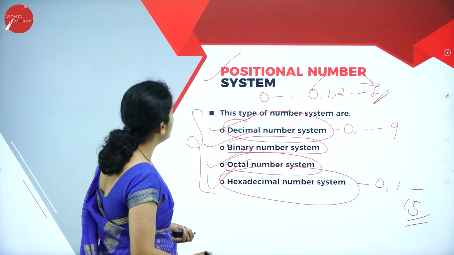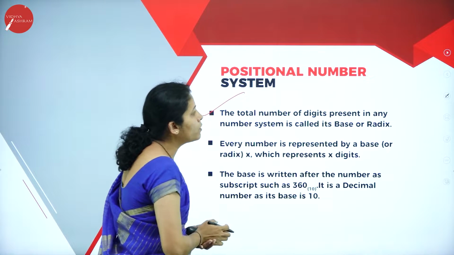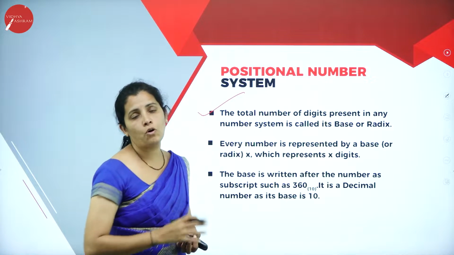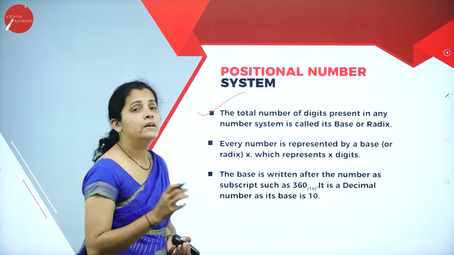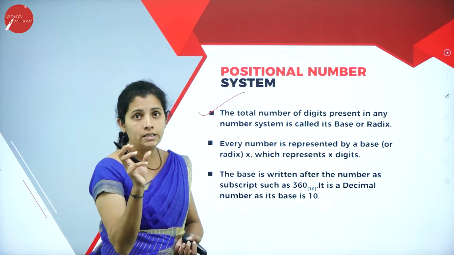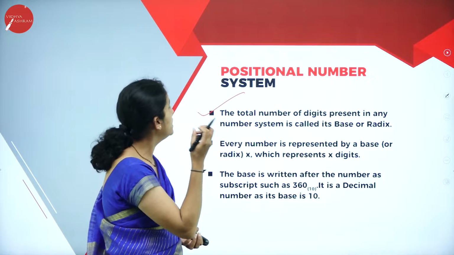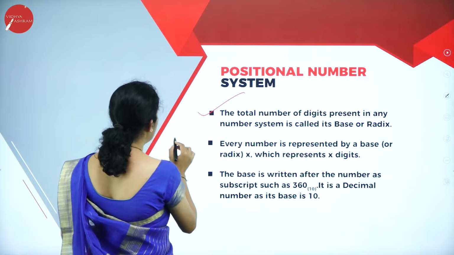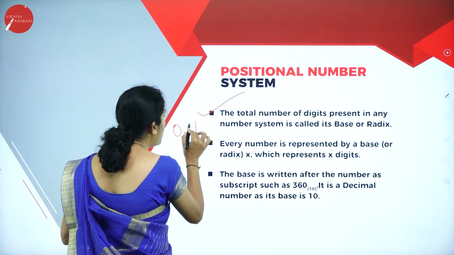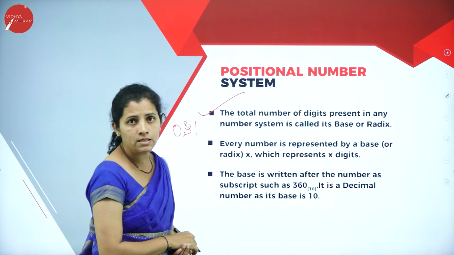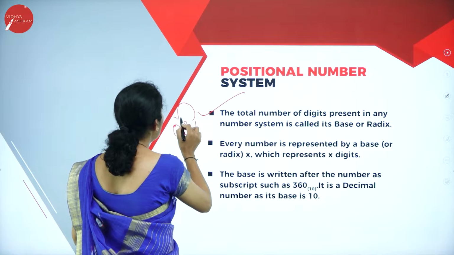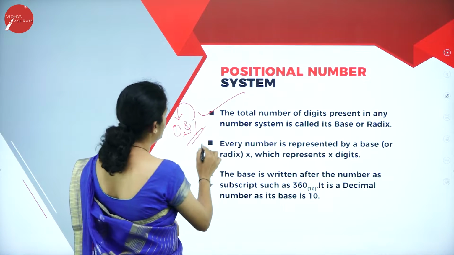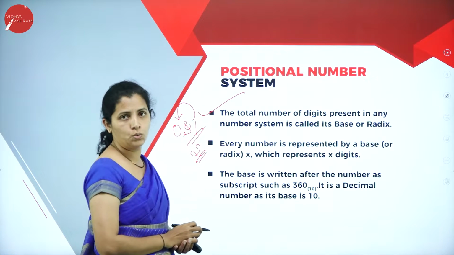Then the total number of digits represented in any number system is called the base. That means the total number of digits that represents any number system is called the base or radix. For example, think that I have only 1 and 0 in my number system, then this is an example for binary, and to represent the binary number system, I'm going to have the base called 2.